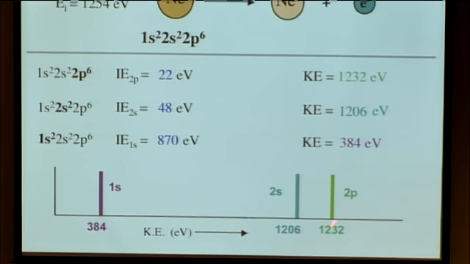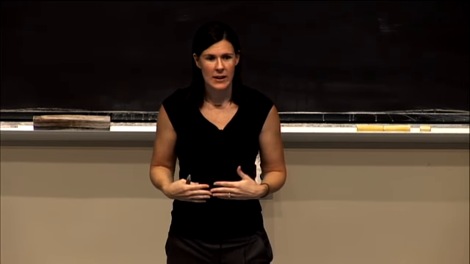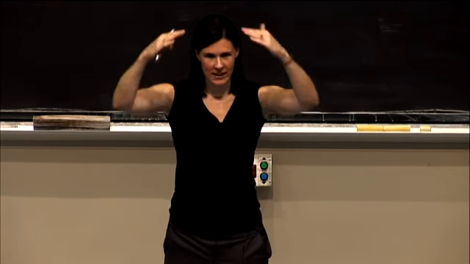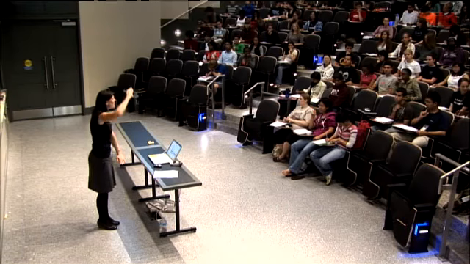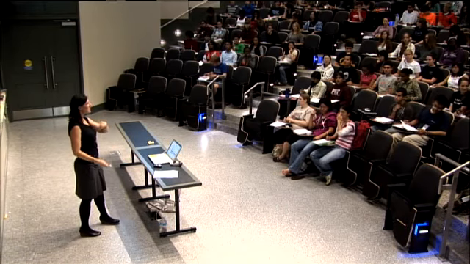The 2s is 1206. And it makes sense that what we see as the greatest ionization energy, which is also the smallest kinetic energy, is that 1s orbital. Remember, because that 1s orbital is all the way down in terms of, if we're thinking about an energy diagram, we're all the way down here. So we have a huge amount of energy we have to put into the system in order to eject an electron.